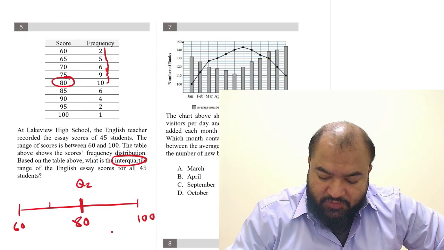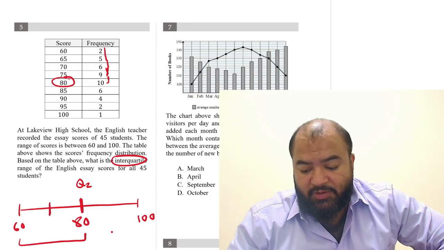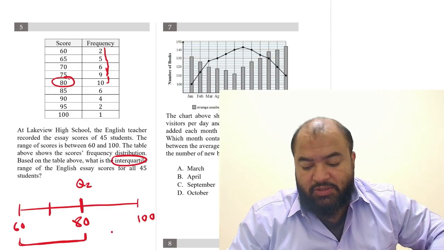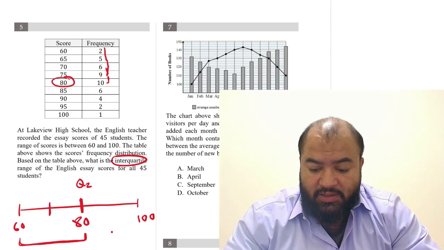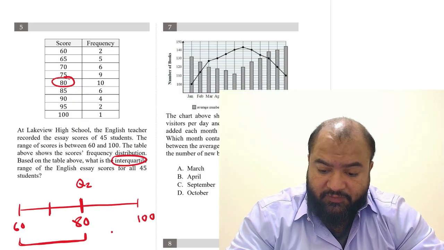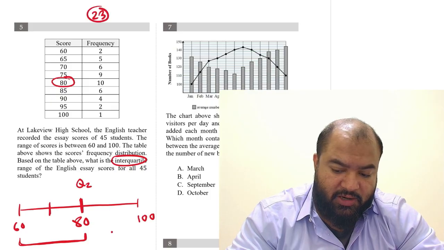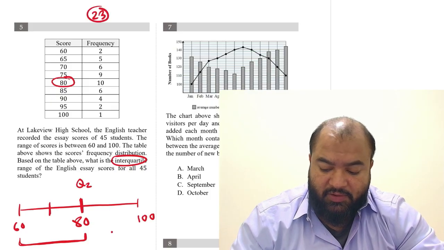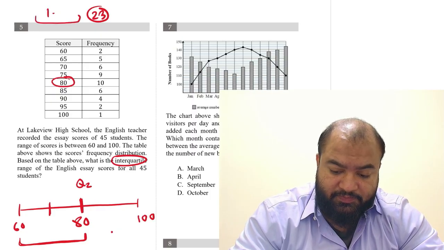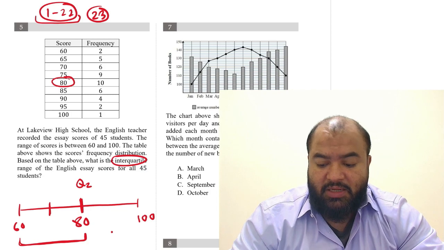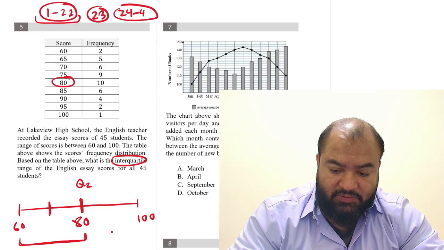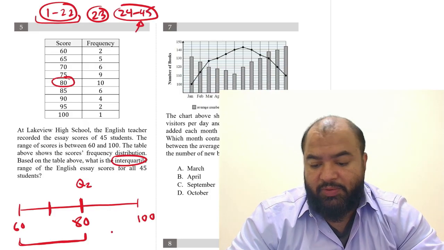So the first quartile will be the median of the first 22 numbers, out of the total 45 numbers. If you see, the 45 numbers are there, so the 23rd number is the median of the whole thing, quartile 2. The median of the first 1 to 22 numbers will be quartile 1, and the median of the 24th to the last of the 45 numbers will be quartile 3.